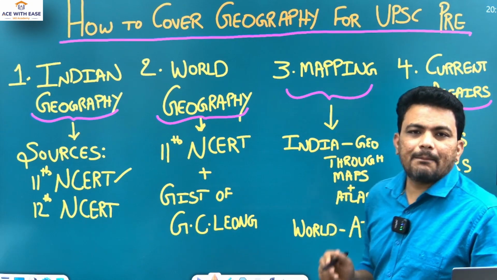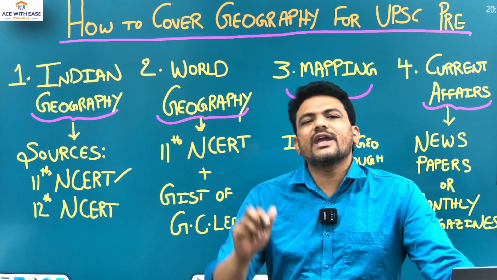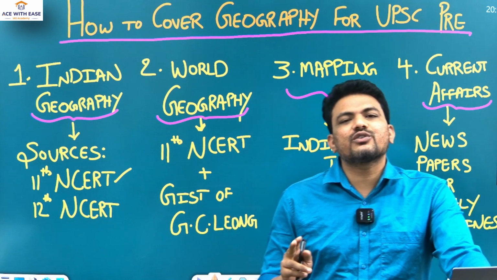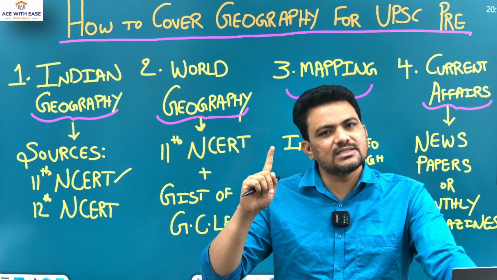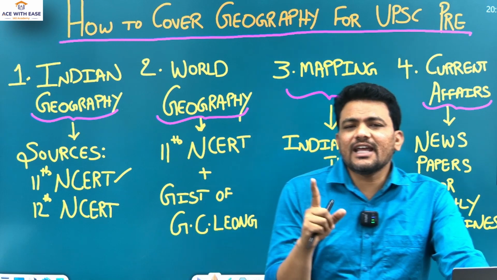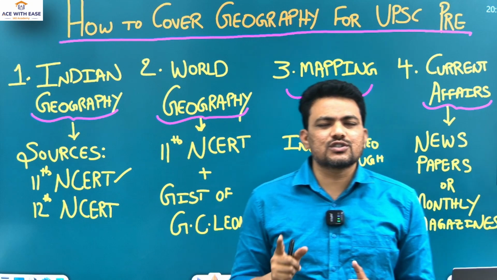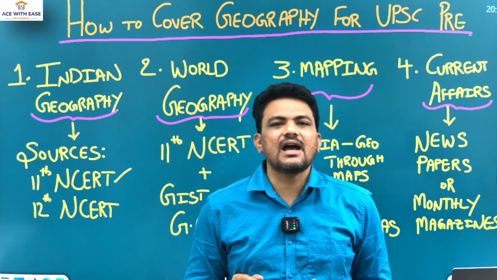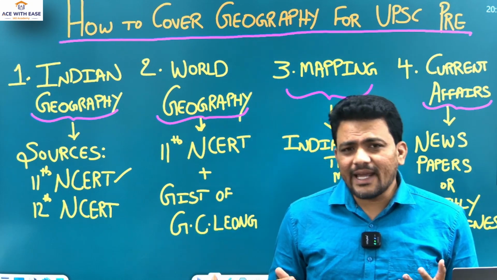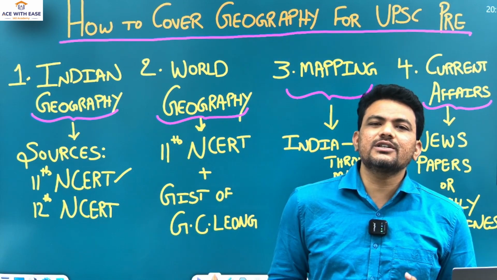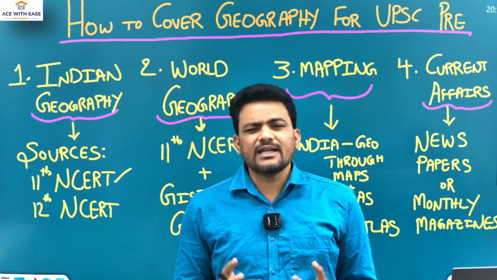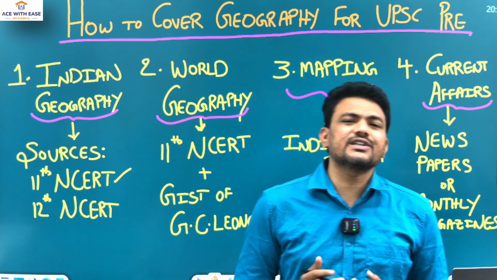Now coming to mapping, you have to see this from two lenses. One is Indian mapping and the other is world mapping. For Indian mapping these days, so many books like Geography Through Maps are coming. You can prefer any one from the market. And secondly, for world geography, there are atlases. An atlas would be sufficient, I guess.